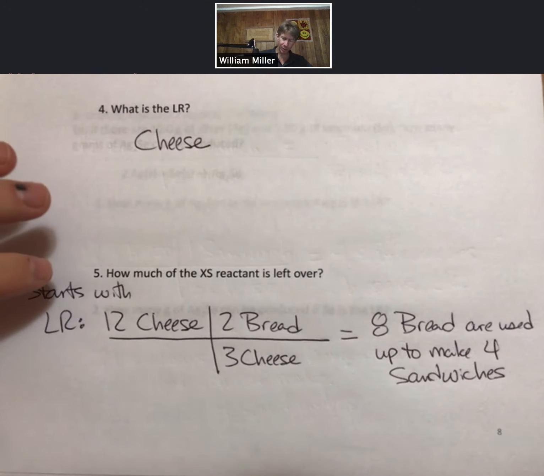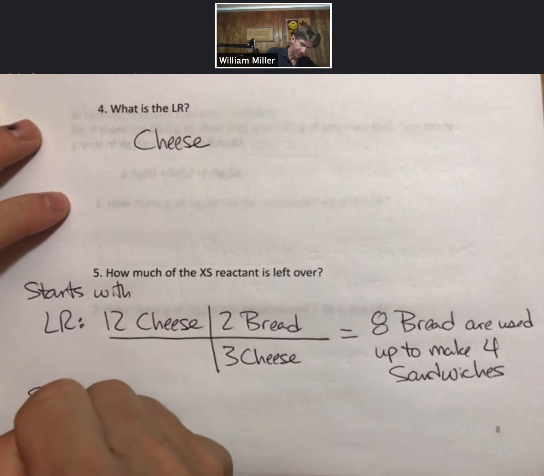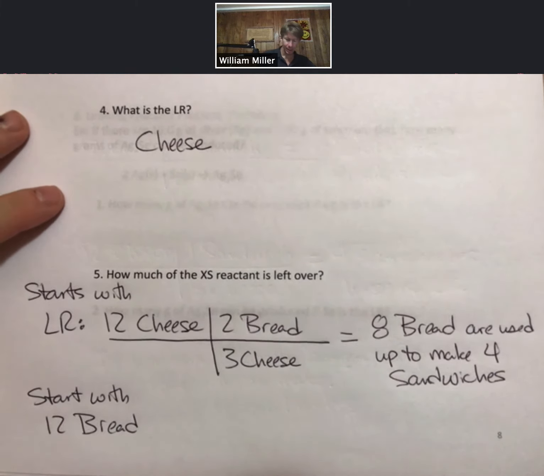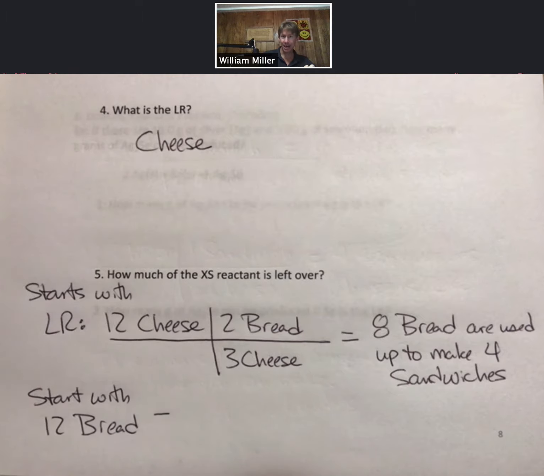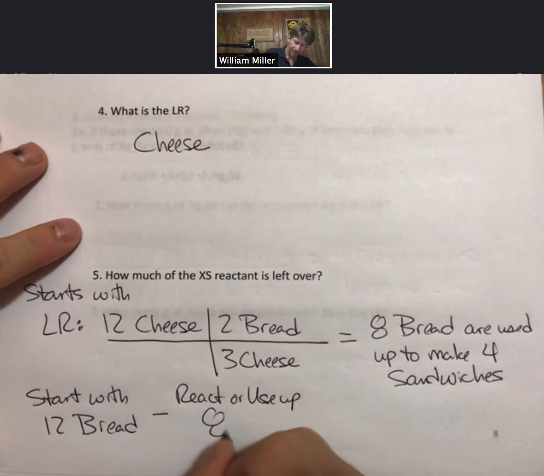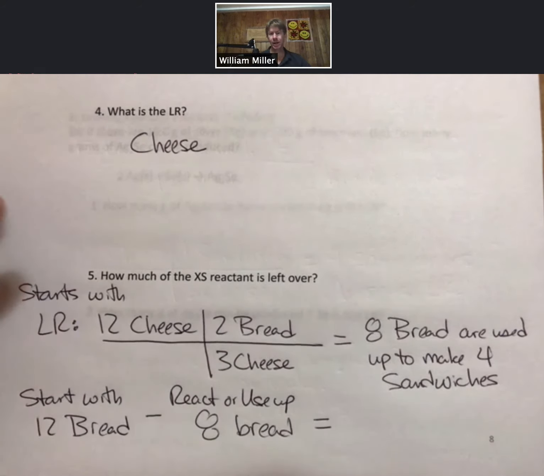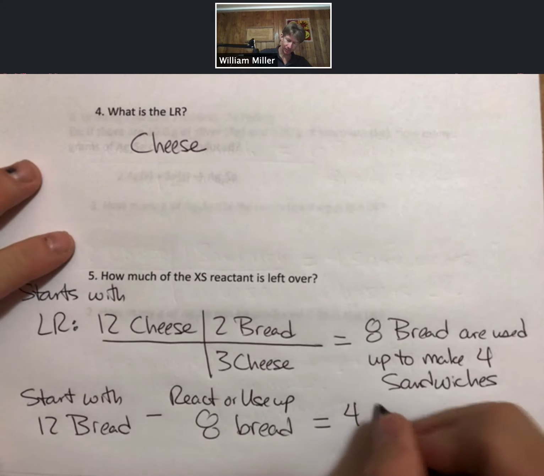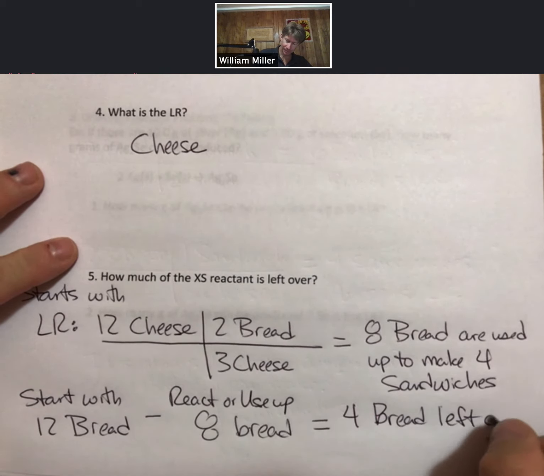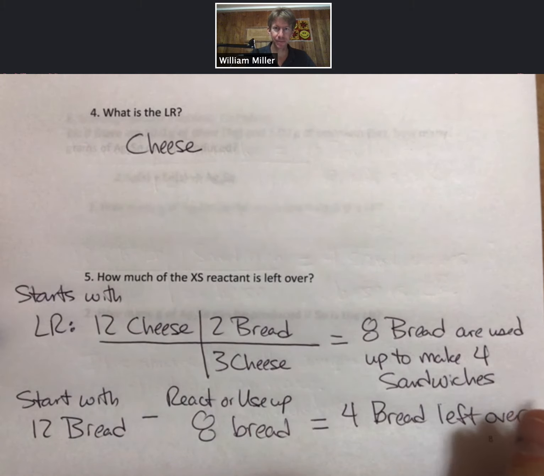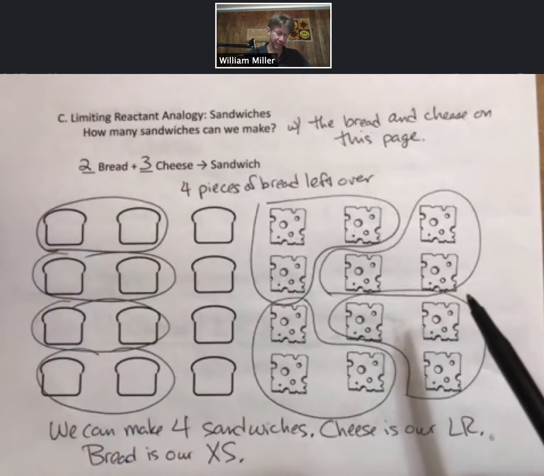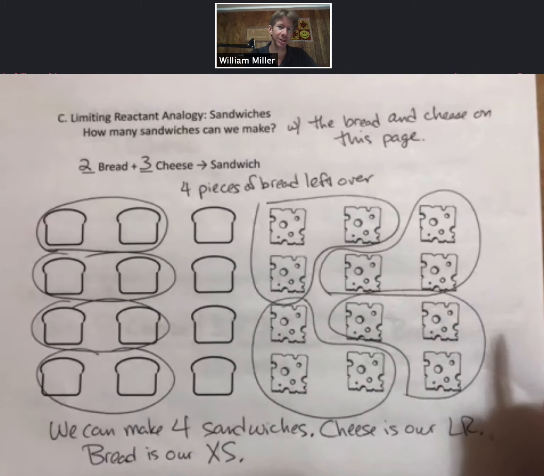So if we start with 12 bread, and we react or use up 8 bread, we end up with 4 bread left over. And that should be capital B, I guess, but hopefully you get the point. There are 4 bread left over. And again, if we go back 2 slides, we will see that our circling ended up with 4 pieces of bread left over as well.